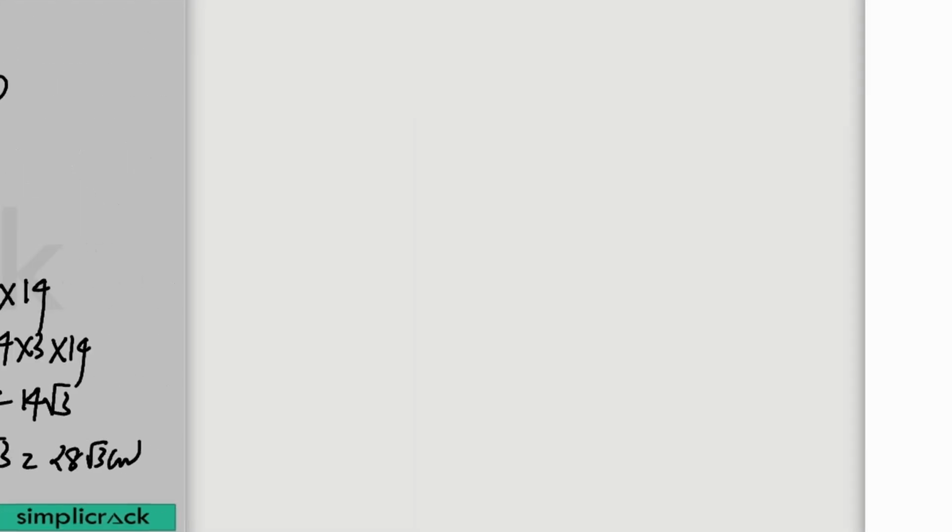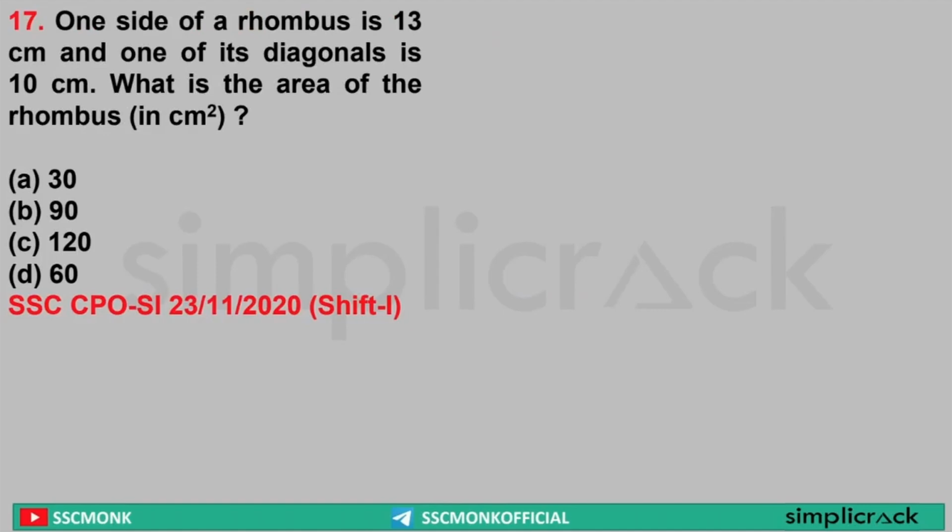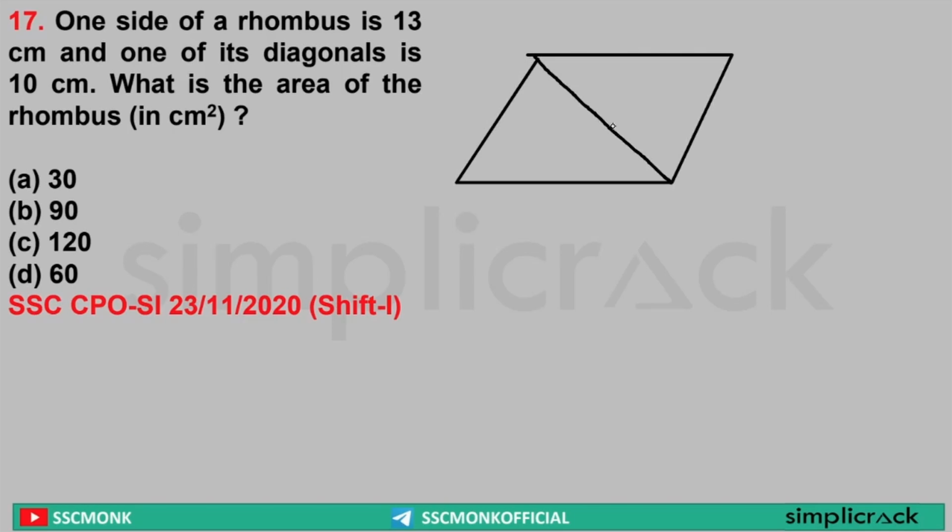Clear? Next. One side of rhombus is 13. One of the diagonals is 10. What is the area of the rhombus? Now see. Let's say this is a rhombus. So this is 10, let's say. These are 13 and 13. What is the area of the rhombus? So this is a triangle, an isosceles triangle.